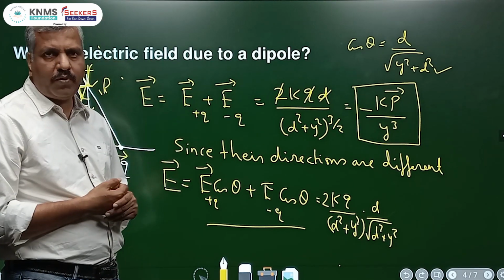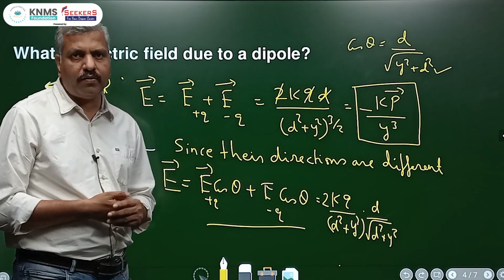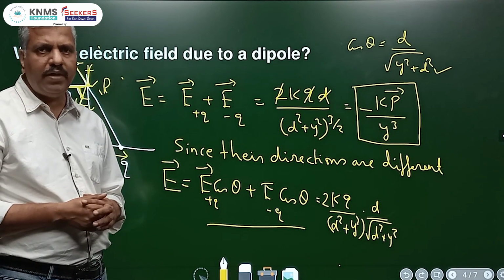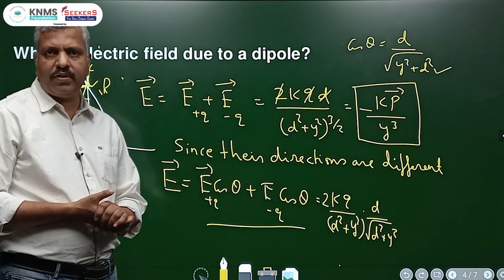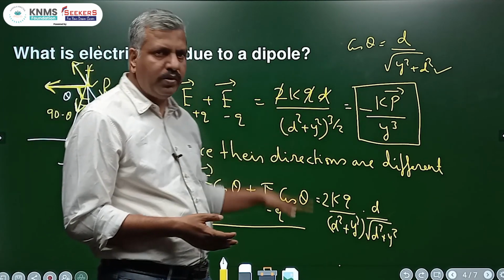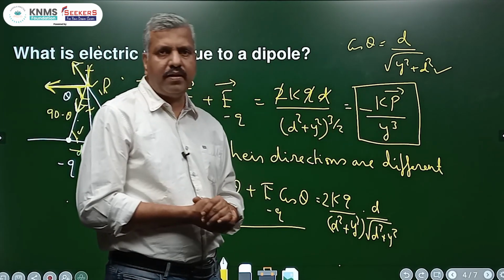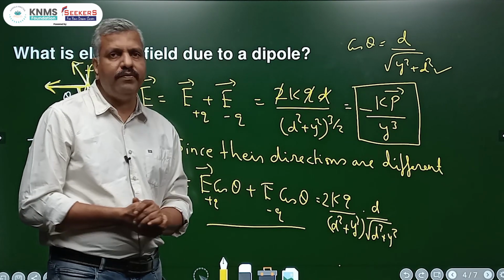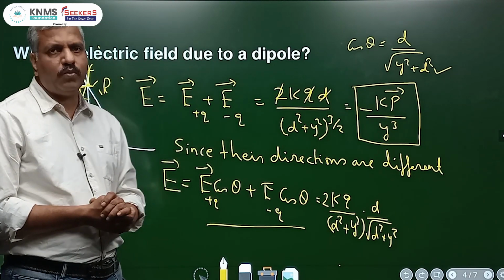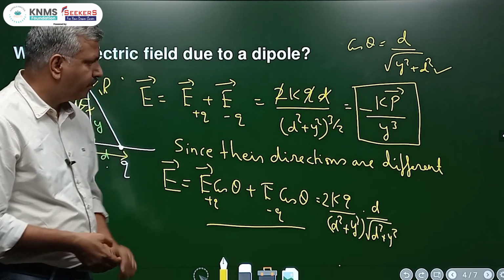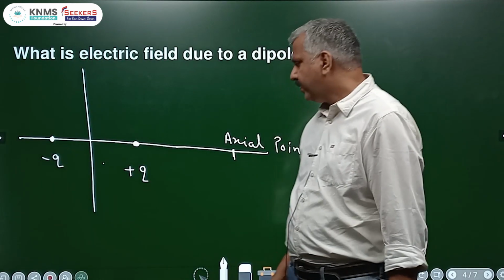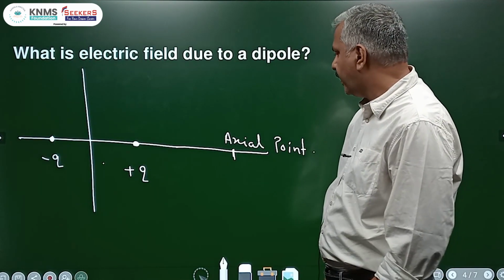This derivation is important. It is a 3-mark question which comes quite often in your NCERT exam. Those of us who are preparing for the NEET exam, we do not really have to know this derivation, but if we understand the final result and if we remember the final result, it is more than enough. Okay. Next let us try to find out what is the electric field at an axial point.